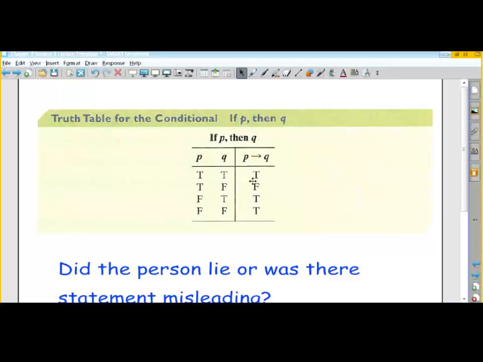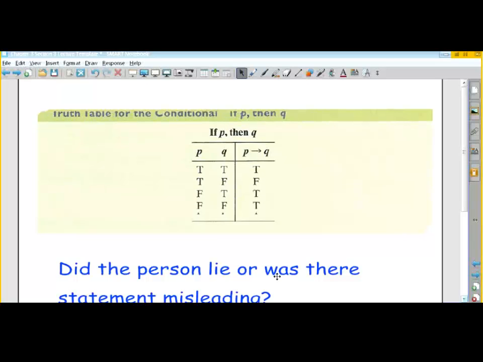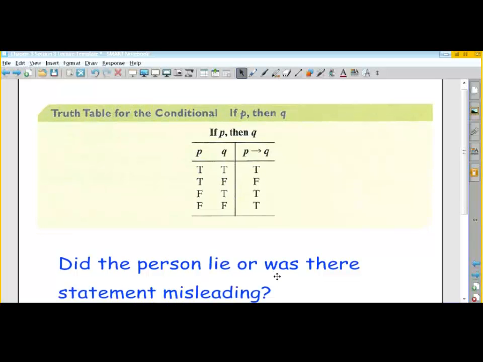And the way these truth values are determined is by asking this question: did the person lie, or was the statement misleading? So I'm going to use a specific example to show you how 2 false statements can result in a true truth value, which doesn't seem logical.